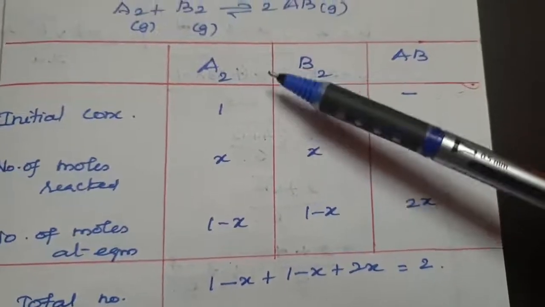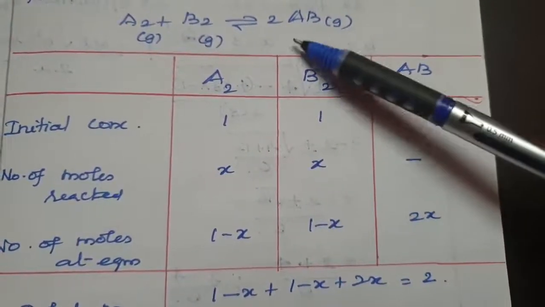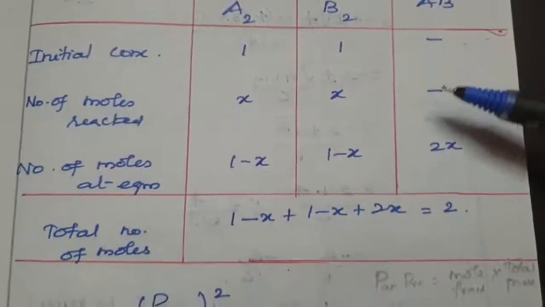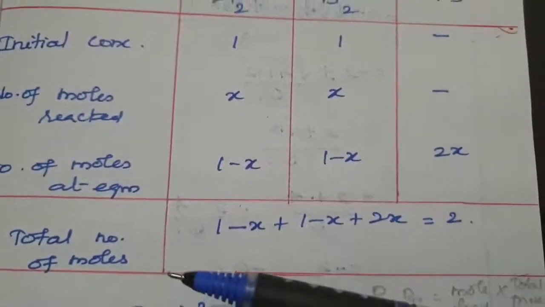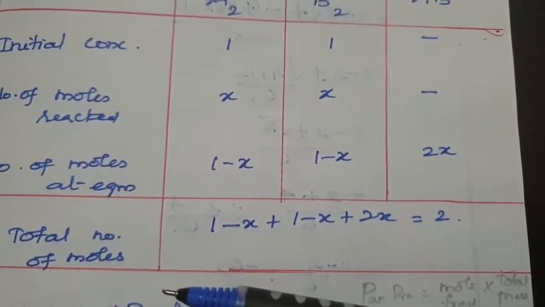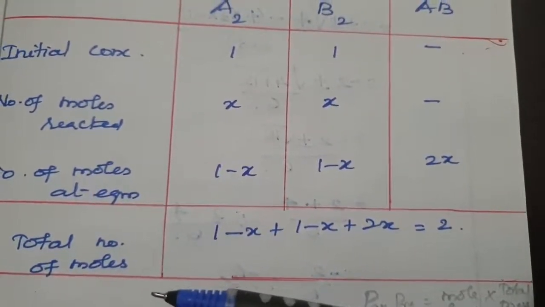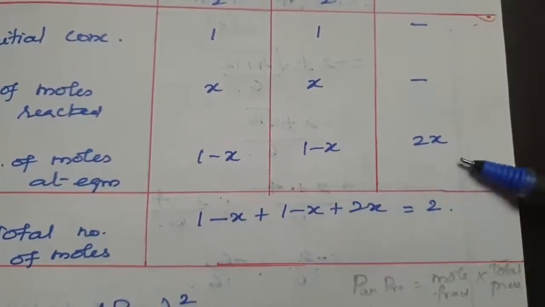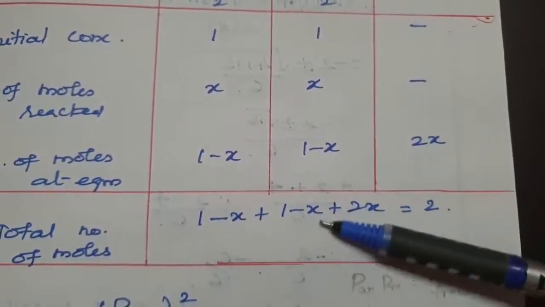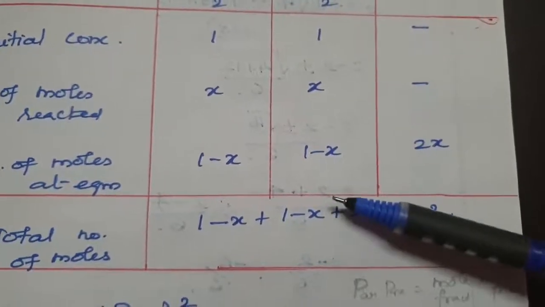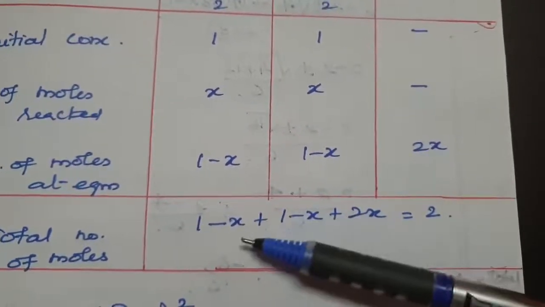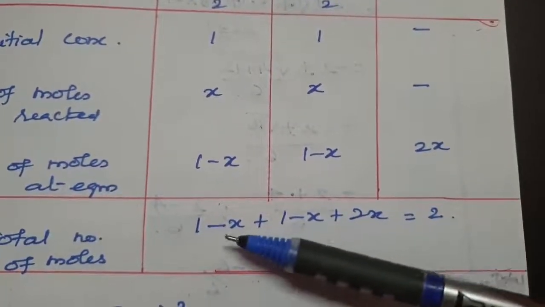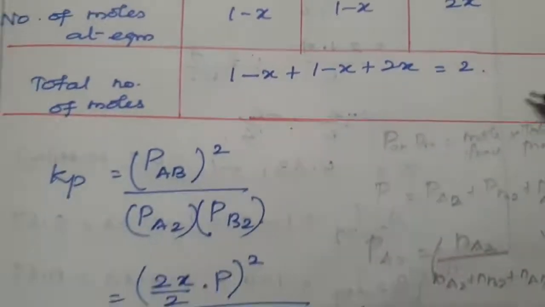At the same time, comparing with the equation, 2AB, so 2x moles are formed as product. One more point: we have to calculate Kp. The total number of moles can be calculated by summing all the numbers of moles at equilibrium. So 1 minus x plus 1 minus x plus 2x. The x terms cancel, then 1 plus 1 is 2. So the total number of moles is 2.